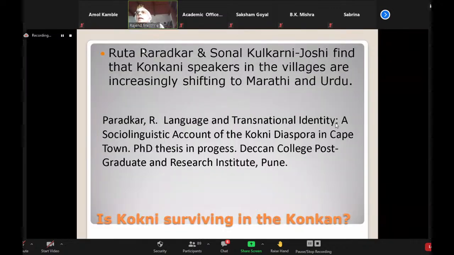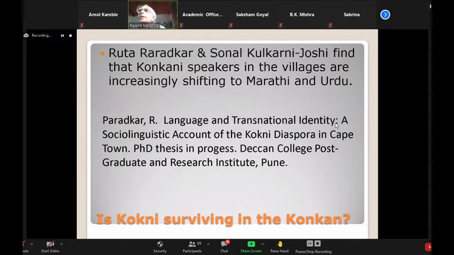And then the last slide is to give you the reference to Ruta Paradkar's work. It's still not complete, on Konkani diaspora in Cape Town. And she and her supervisor, Sonal Kulkarni-Joshi, on the basis of extensive field work going to the villages of the Konkan, have found that Muslims in the Konkan tend to be slowly shifting to Marathi and Urdu, that they can understand Konkani, but they don't always speak it anymore.